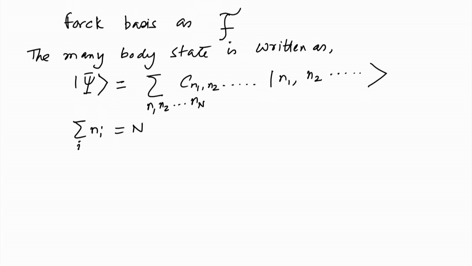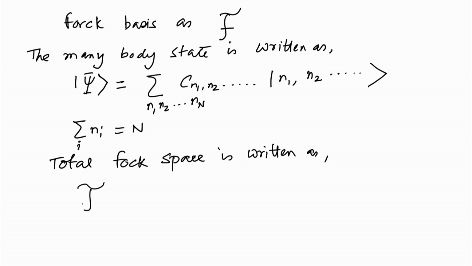So, then the total Fock space is written as, it is equal to a notation that I will use, I will just tell in a while. It is n equal to 0 to infinity, and this is equal to F to the power n, where this is known as the direct sum.